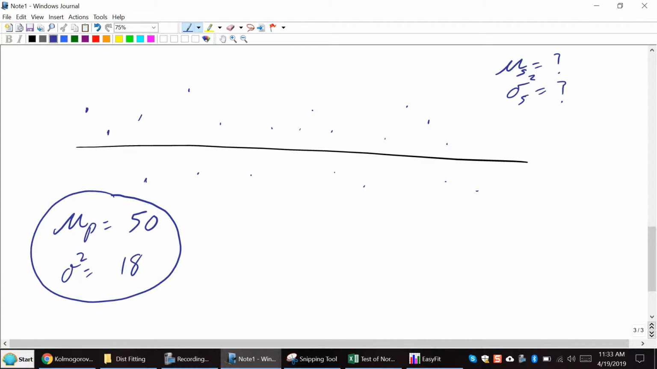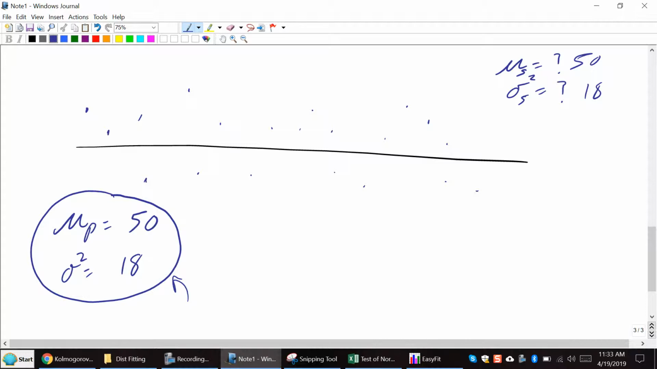I'll give you a hint. It's on the screen there. Yeah. They're going to be close to 50 and 18 because that is the population that I drew from.